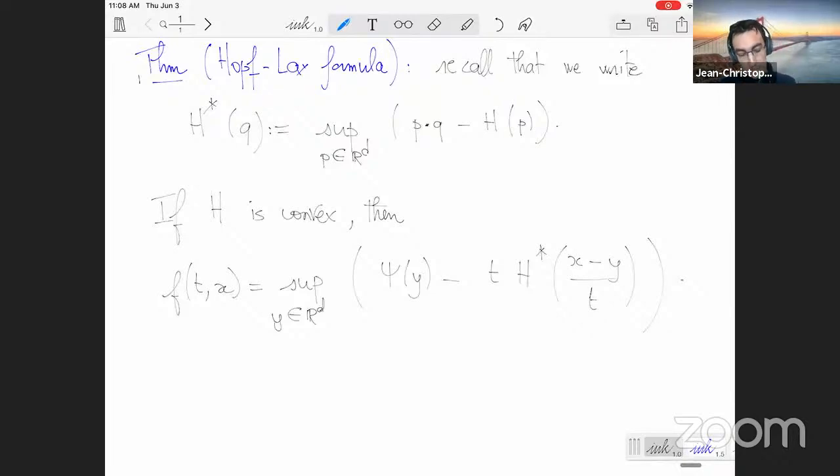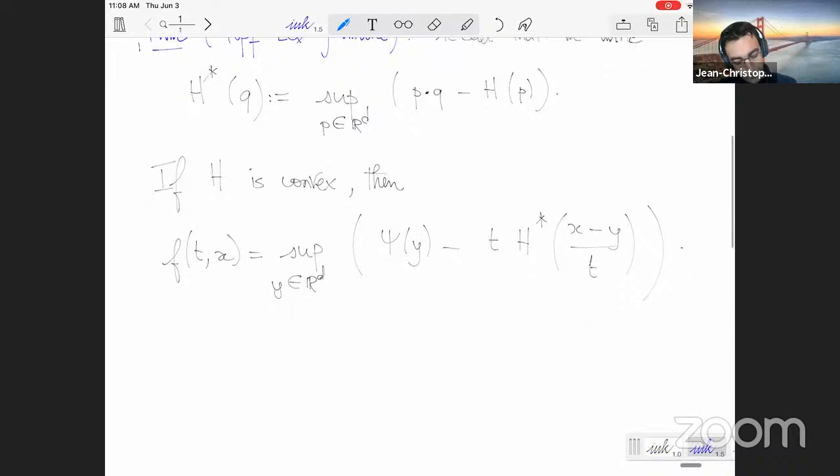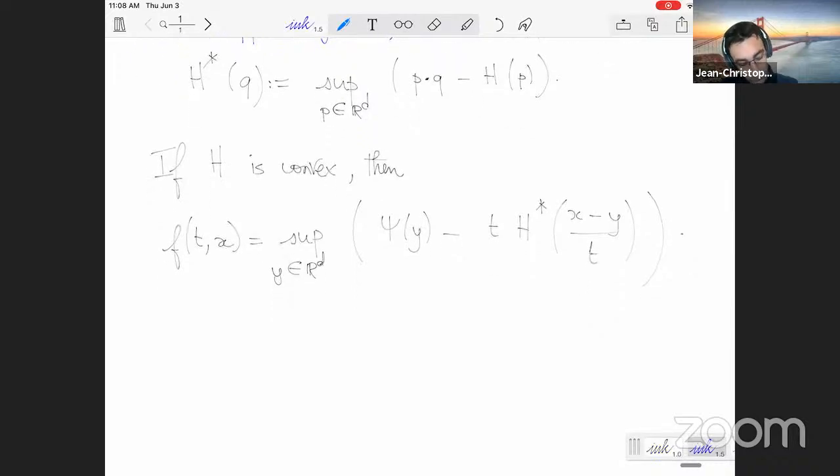All right, so that's one representation I want to present today. That's not the only one. So let me state the second possible representation under a different assumption. Confusingly, this second statement is called the Hopf formula. Well, the first one is called the Hopf-Lax formula.